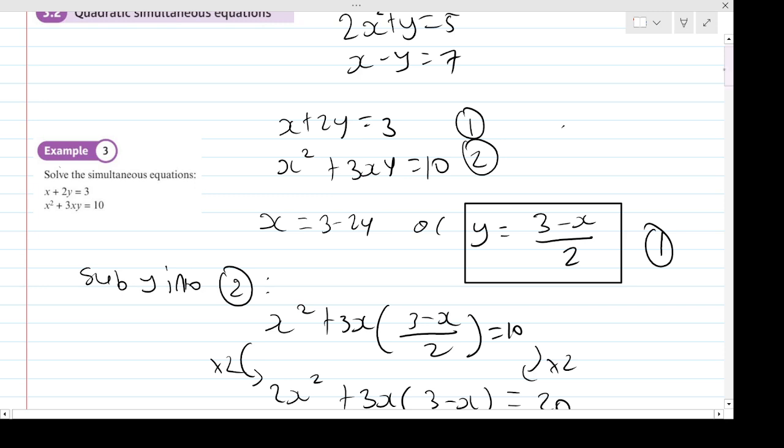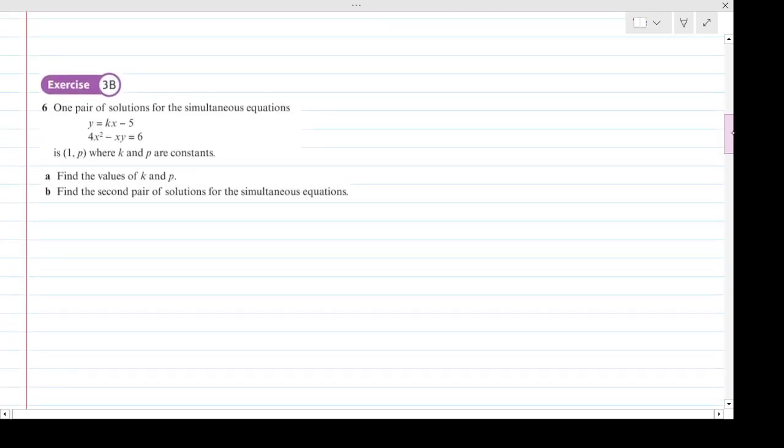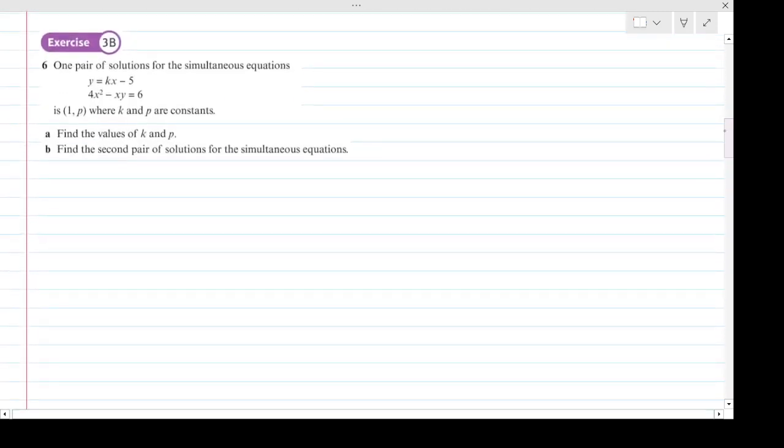But mostly you can expect two solutions, compared to linear, where there'd always just be one, or at most one. Anyway, let's have a look at another example then. So we can look at the exercise now.